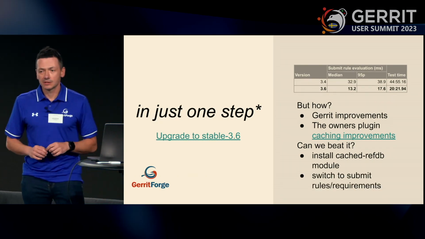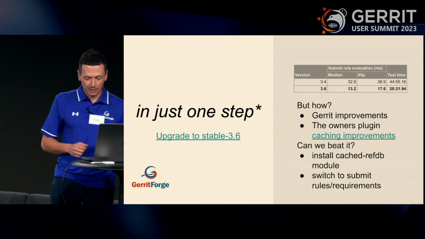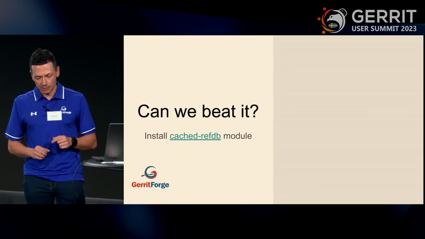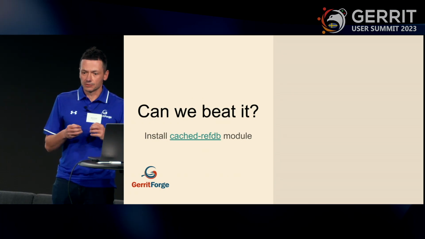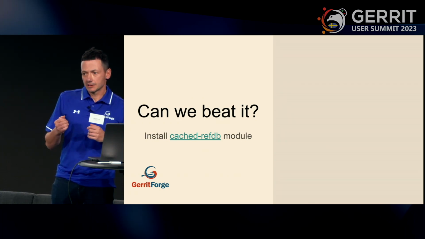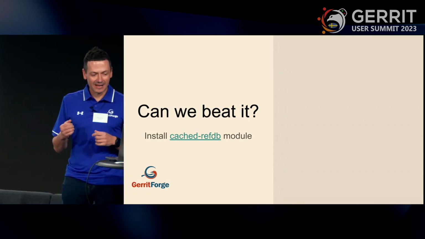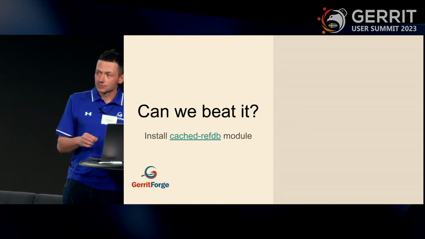But also we could switch to submit requirements, and I will tell about that within a moment. So let's start with the CacheFDB module. This is the module which was developed purposely in order to speed up things in Gerrit. It was started around 3.4, but it's still with us. And it's very simple to drop in.